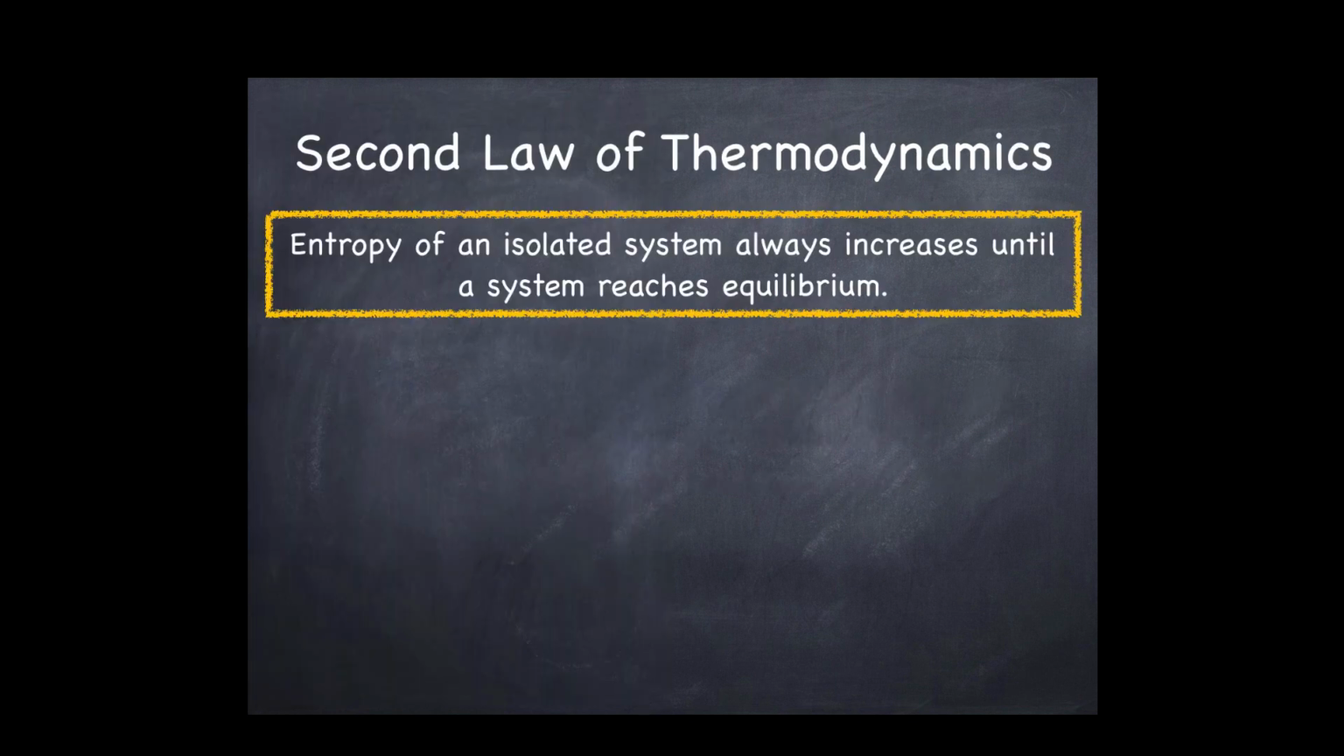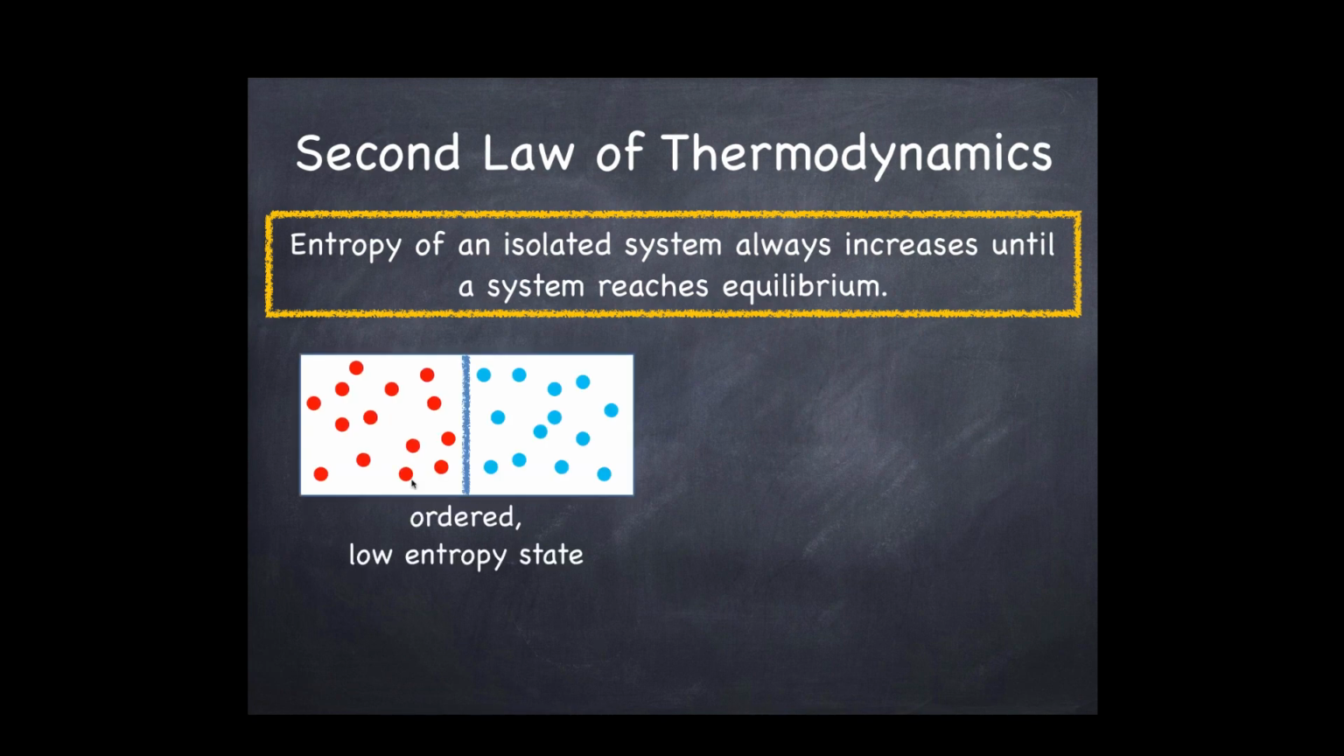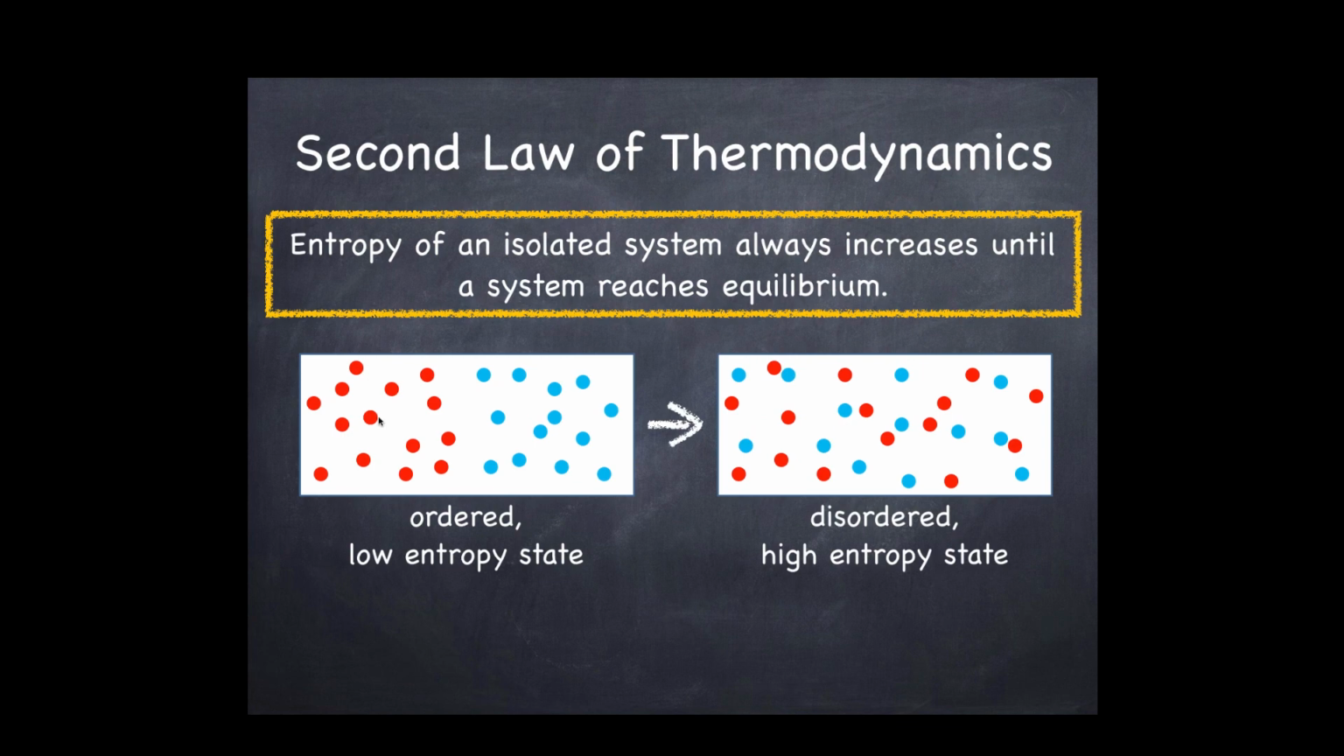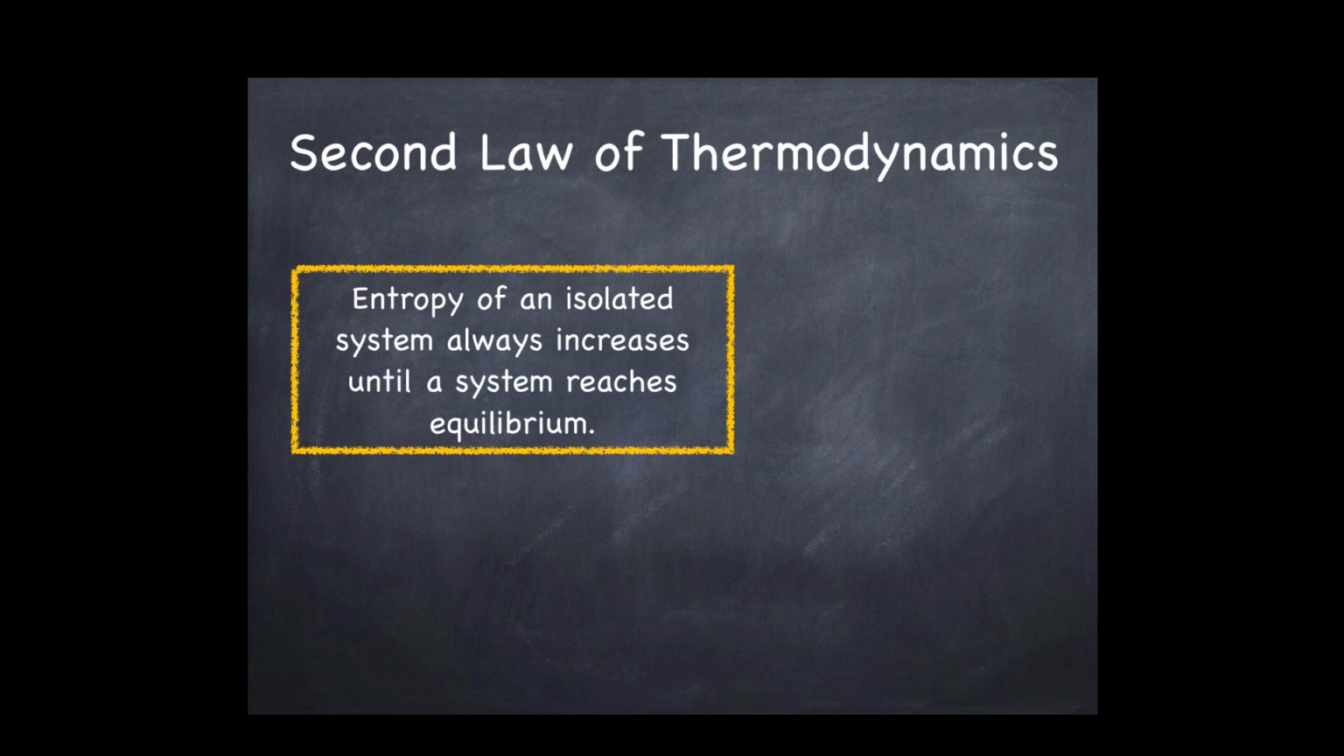So the second law of thermodynamics, most formally, says the entropy of an isolated system always increases until the system reaches equilibrium. Which means if we have this ordered, low entropy state and you take the wall away, this will eventually become something like this. This is a disordered, higher entropy state. This would be the most likely macro state. This would be equilibrium, and that would sometimes mean thermal equilibrium. So the entropy always increases until a system reaches equilibrium.